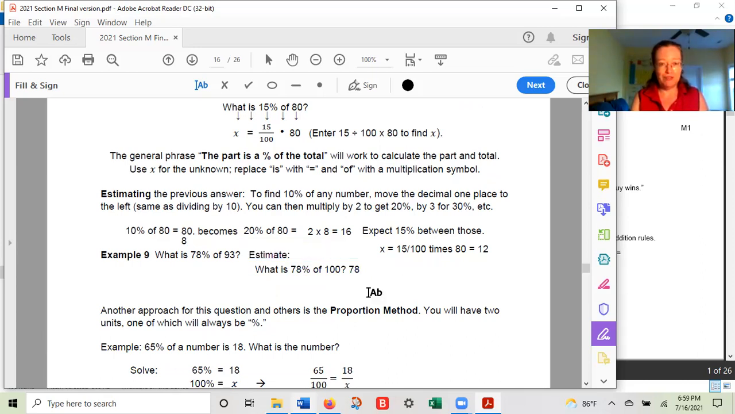Percent of 100 of total 100 will always just be that number. So our answer is going to be close to 78. I'm not going to worry about whether I'm looking for something slightly bigger or slightly smaller than 78, slightly greater or less. I just know I'm looking for something around 78.